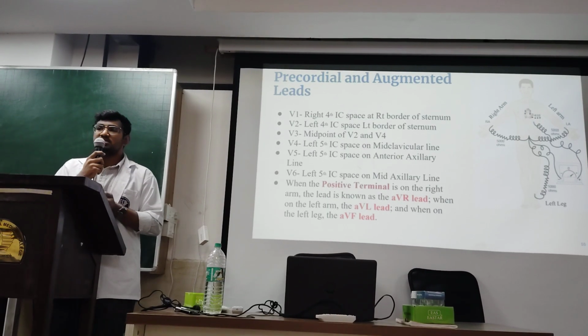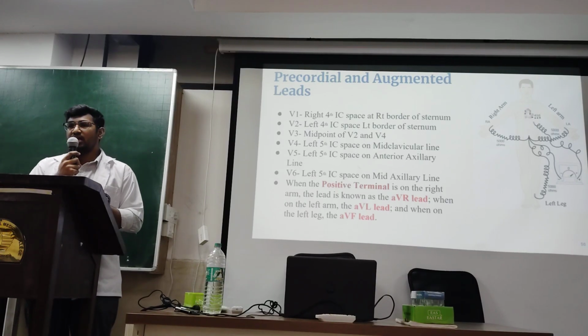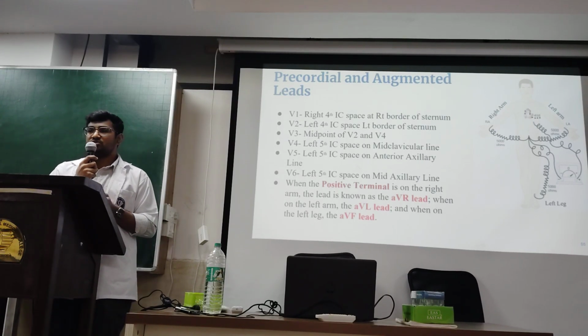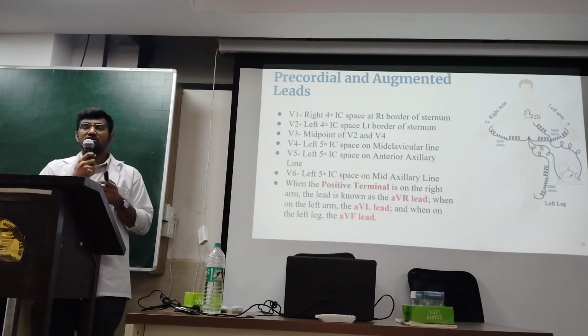For the augmented limb leads, when the positive terminal is connected to the right arm, it is called the AVR lead. The AVL lead is when the positive terminal is connected to the left arm, and the AVF lead is when the positive terminal is connected to the left leg.